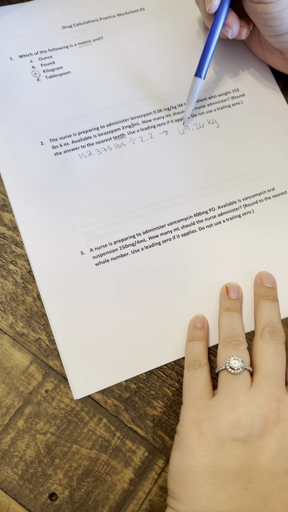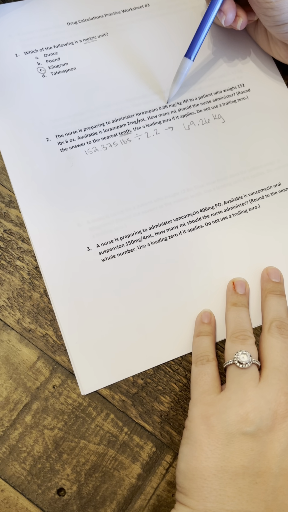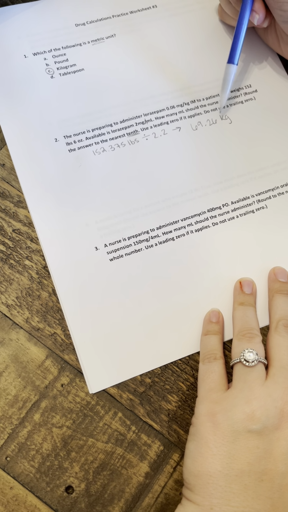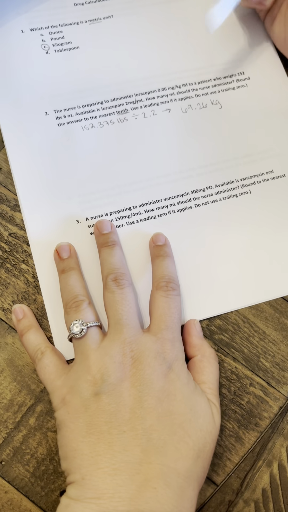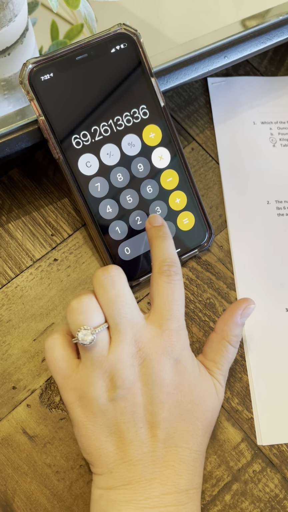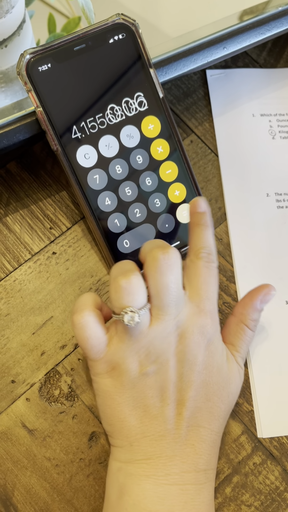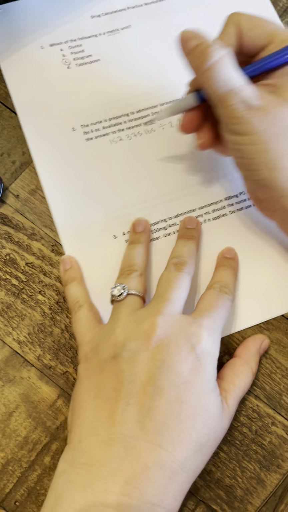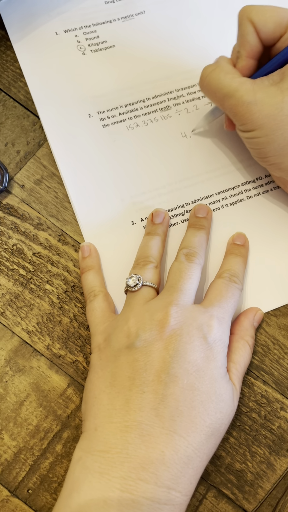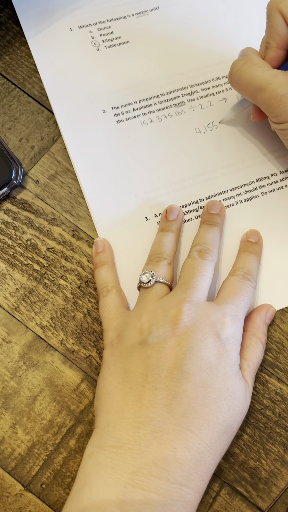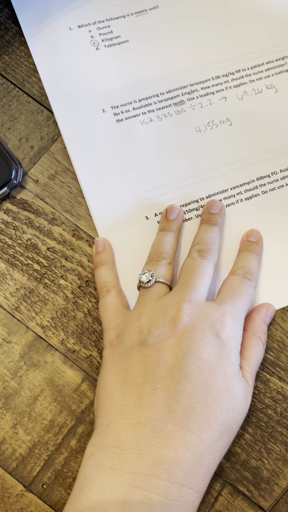Now we know that our order is for 0.06 milligrams per kilogram, and we have 69.26 kilograms. So we're going to need to multiply 0.06 times 69.26 to find out how many milligrams our patient needs. So we multiply those, 69.26 times 0.06, and that is going to give us 4.155 milligrams. So that's our order.